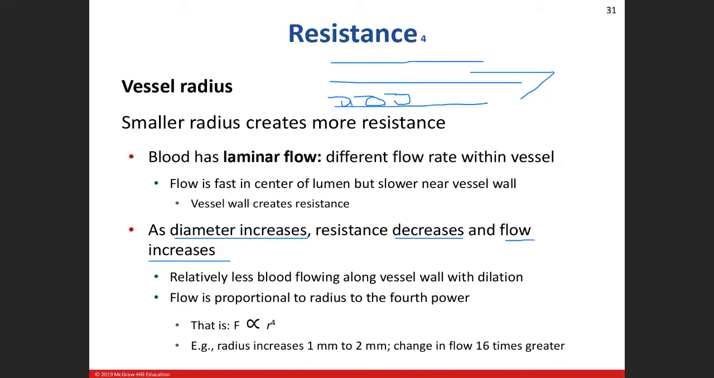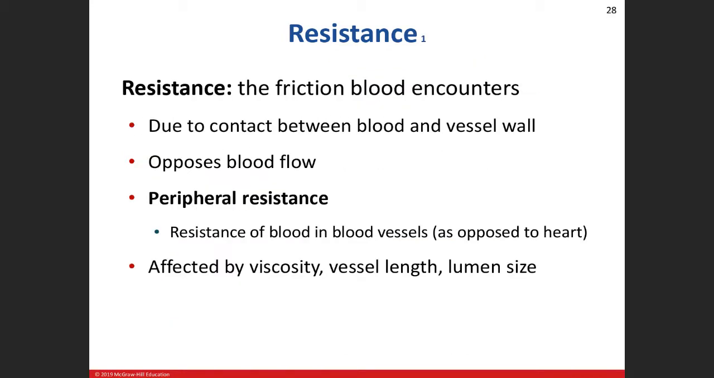And resistance opposes what? I'll show you right here. Resistance opposes blood flow. That's an important concept. Okay? So if you increase resistance, you will decrease flow. I'm going to show you in this equation here.